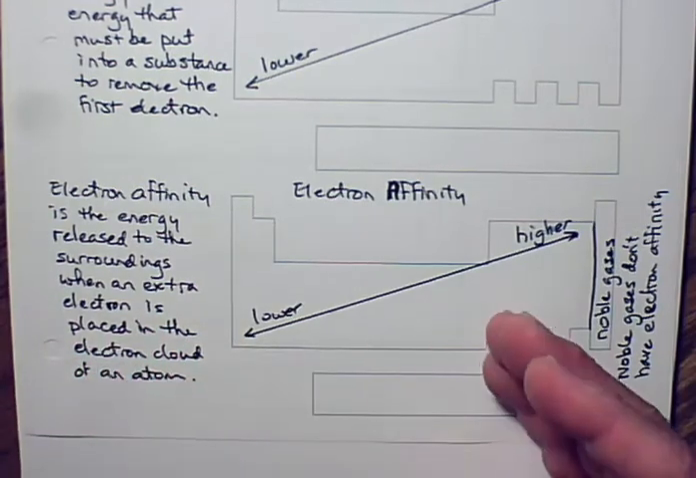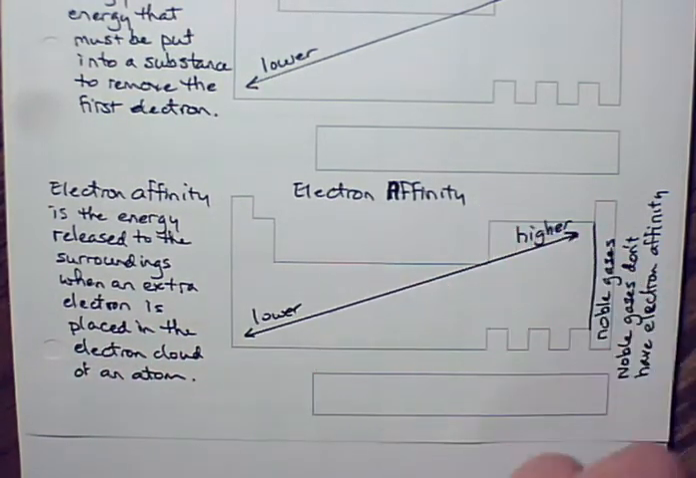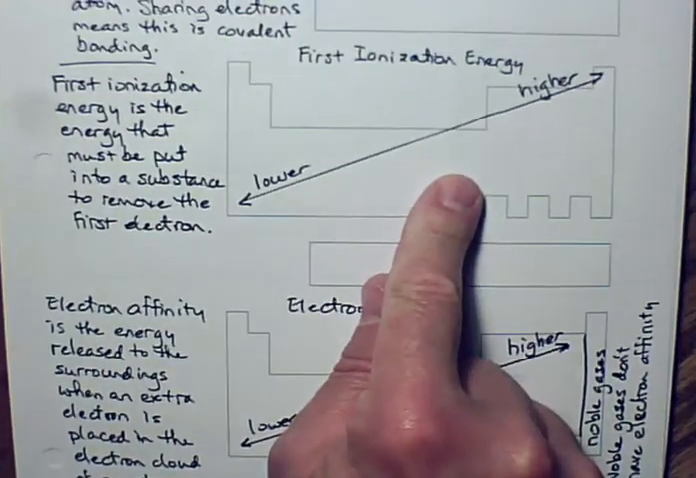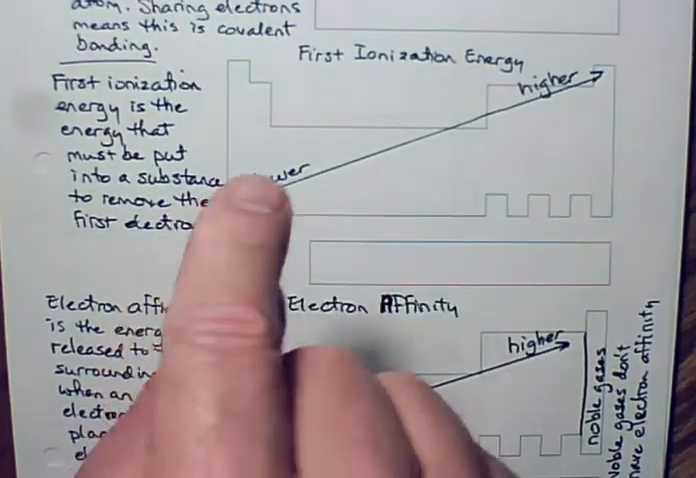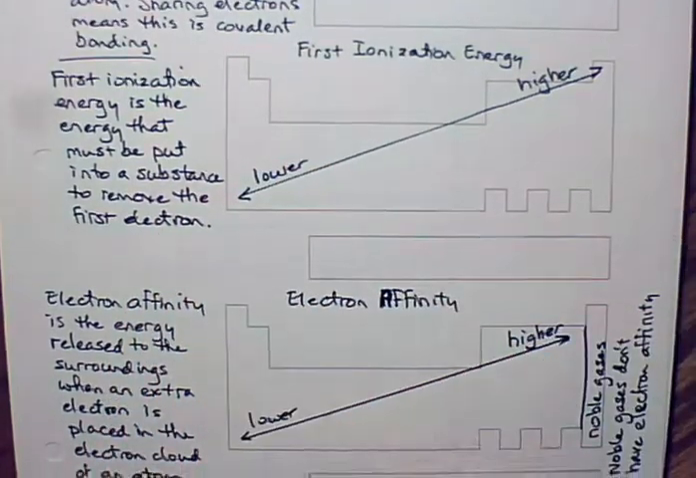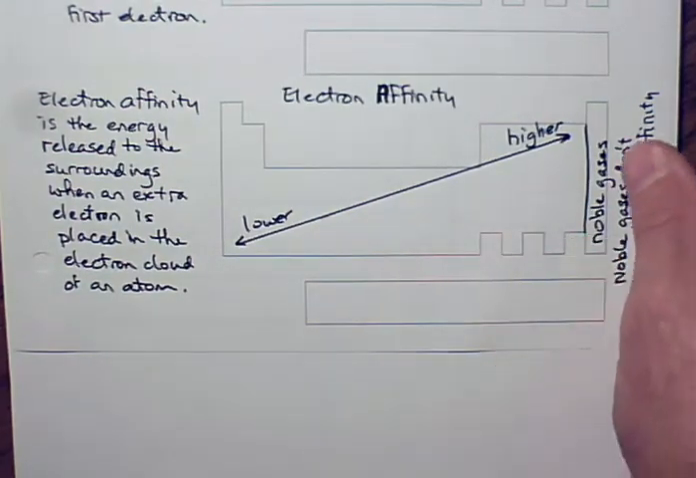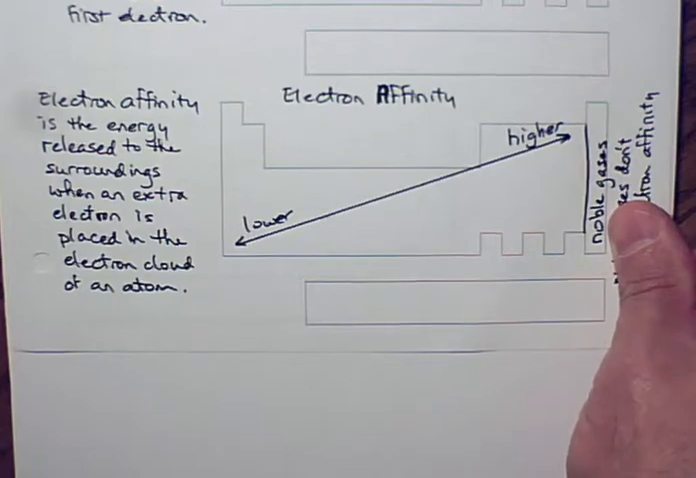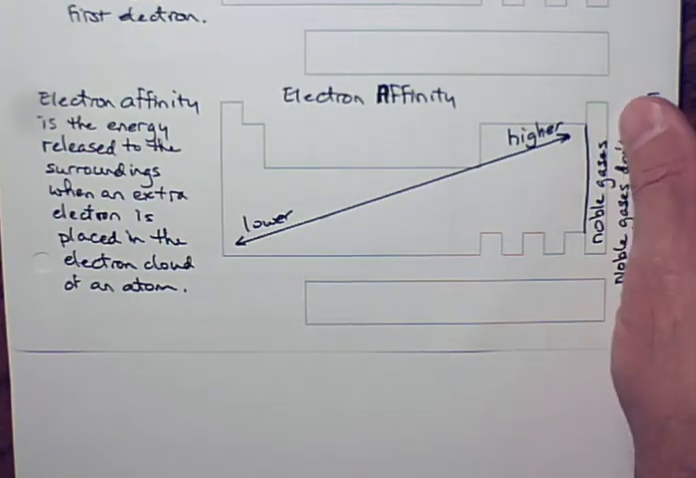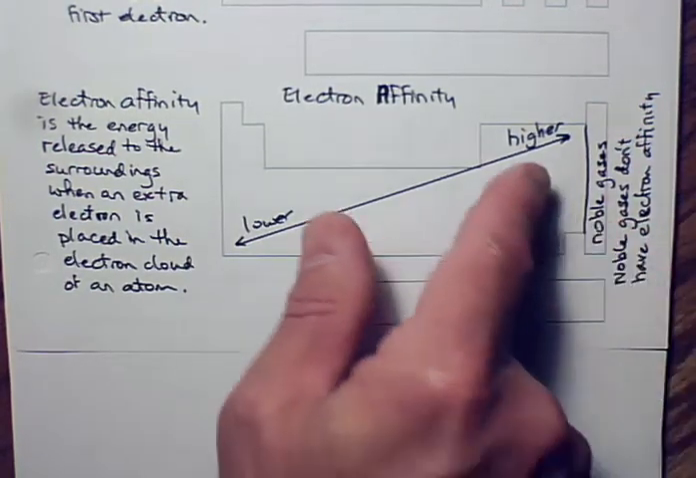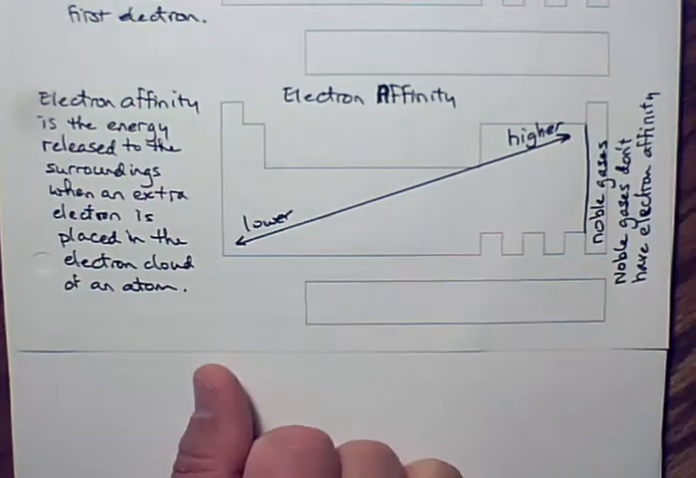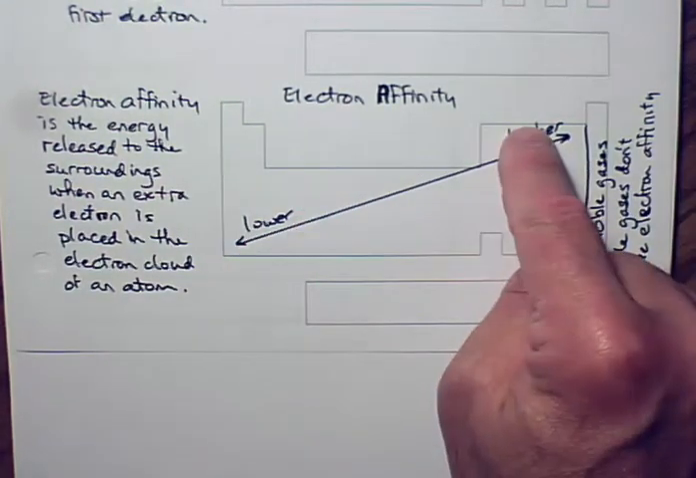Electron affinity is the energy given away by an atom when it gains electrons. So this is the energy it takes to remove an electron, the energy you have to put into an atom to remove an electron. This is the energy you get out when you put an extra electron on there. Since noble gases don't want to accept any extra electrons, there's no electron affinity. You leave that out of the pattern. Okay, you mark it off and say that's not part of the pattern. But it's lower down here and higher up here.